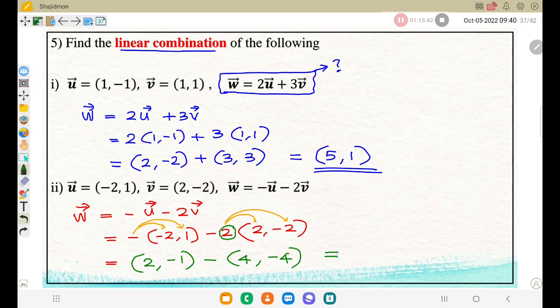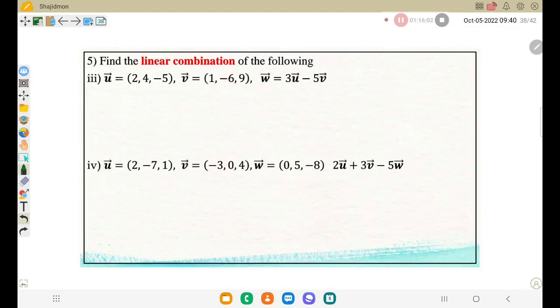Now subtract these two vectors. What answer can you get? 2 minus 4, minus 2. Minus 1 minus minus 4, that is minus 1 plus 4, that is 3. So this is the linear combination minus u minus 2v. I hope you understood. Go to the next one.